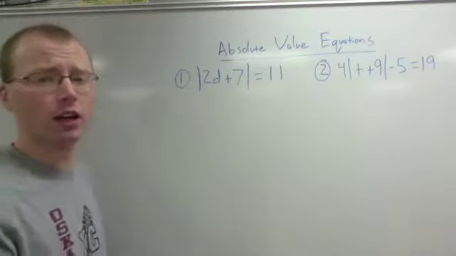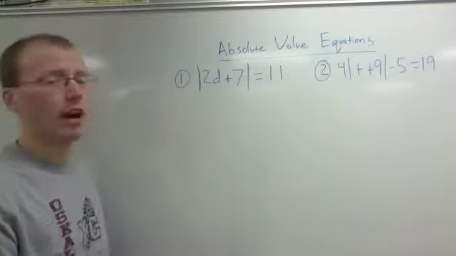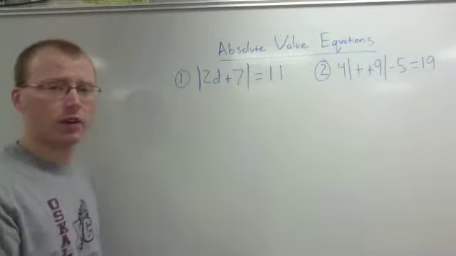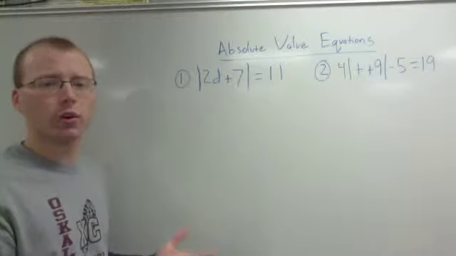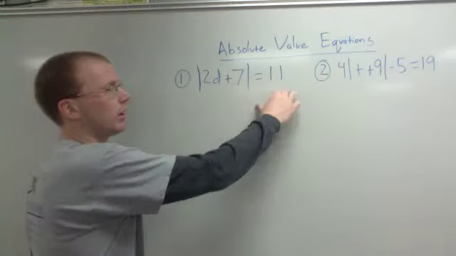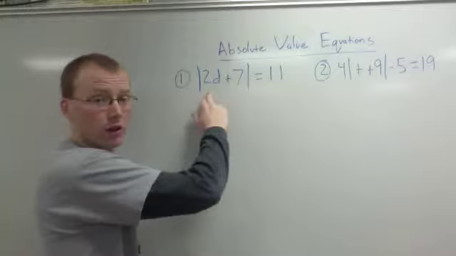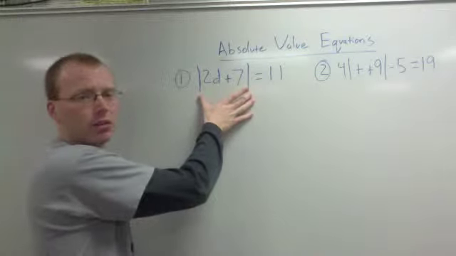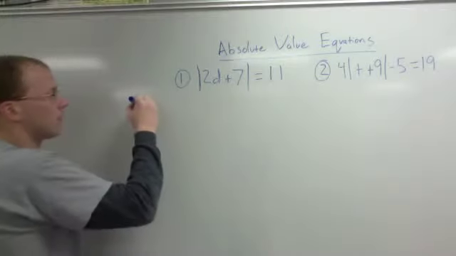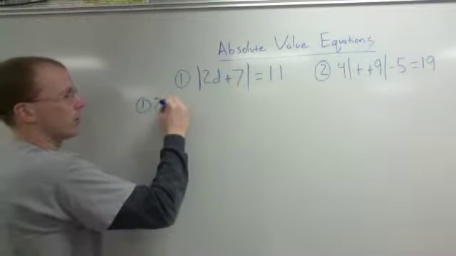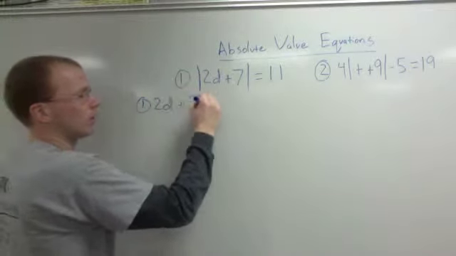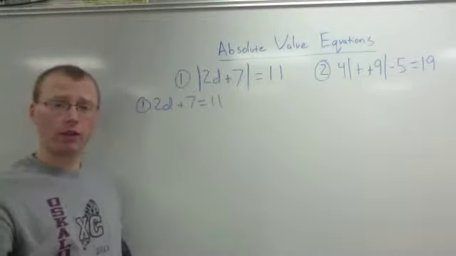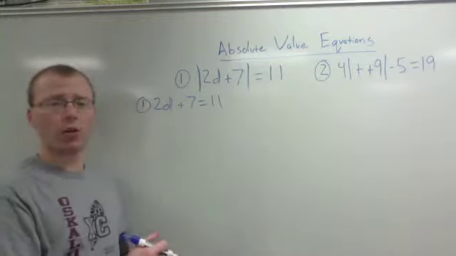So let's take a look at number one. Again, I have the absolute value of 2d plus 7 equals 11. The first equation you're going to write is you're just going to completely copy this original equation, term for term, except you're just going to leave out the absolute value bars. So you're going to have 2d plus 7 equals 11. That's the first equation that we're going to end up solving.